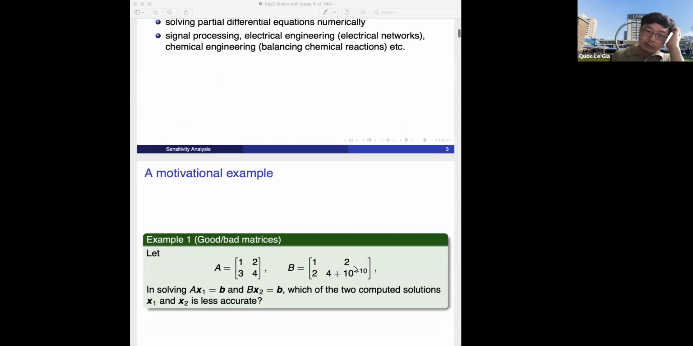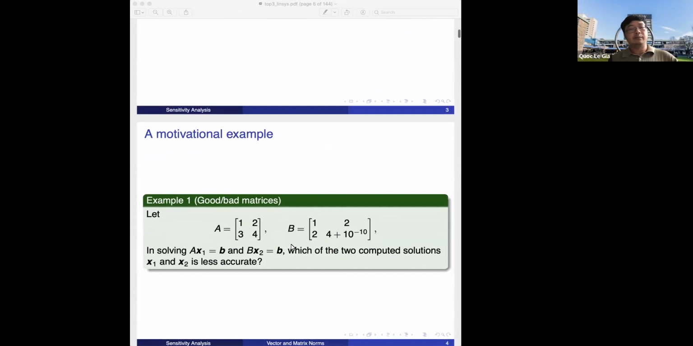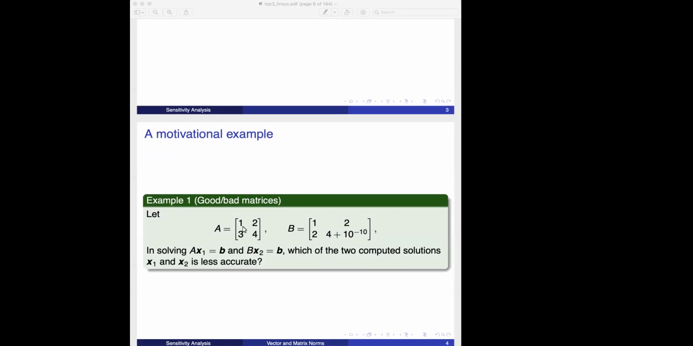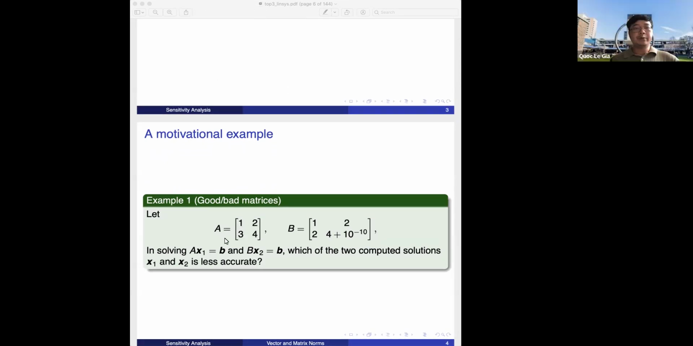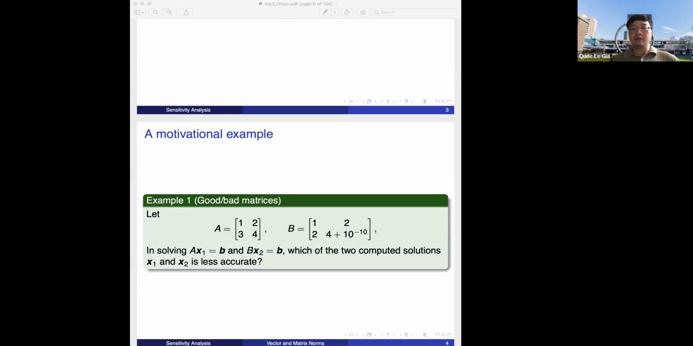Now let's start with a very simple example. I just take two matrices, and you take the simplest matrix you can have, which is just a 2 by 2 matrix: 1, 2, 3, 4. This is the simplest 2 by 2 matrix you can get. And then if you just take the last entry, you add on a tiny number, 10 to the minus 10.